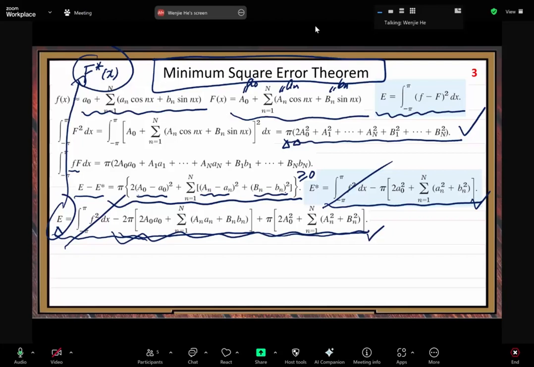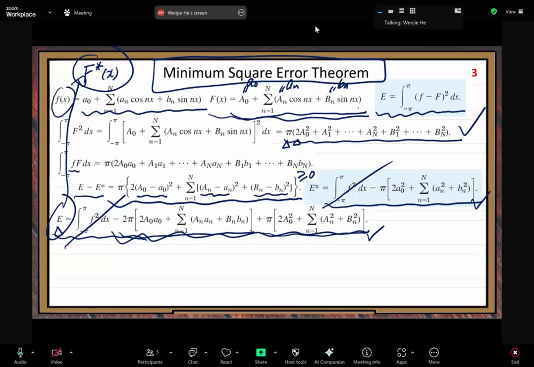So our conclusion is this theorem, the minimum square error theorem. Let me describe the whole thing together. When we start, we are given a periodic function f, and we also know its Fourier series exists. We can calculate its Fourier series by the formulas. Then we want to do approximation. When we do approximation, we use trigonometric polynomials of degree capital N, a polynomial in this form, to approximate the original function.